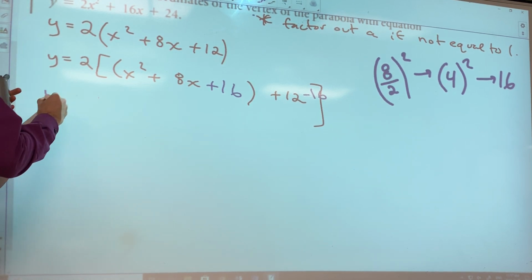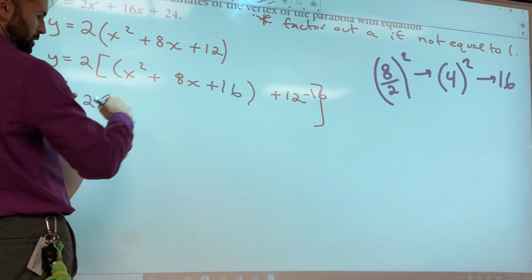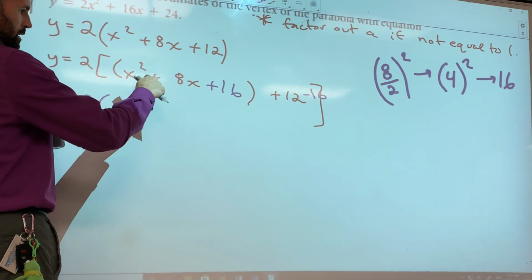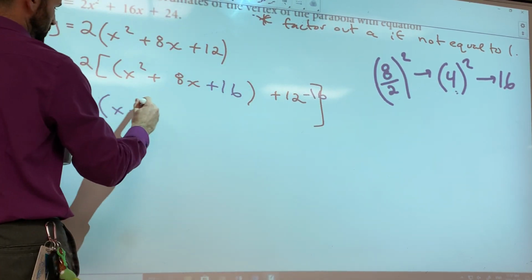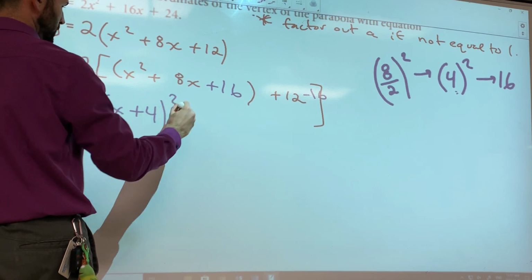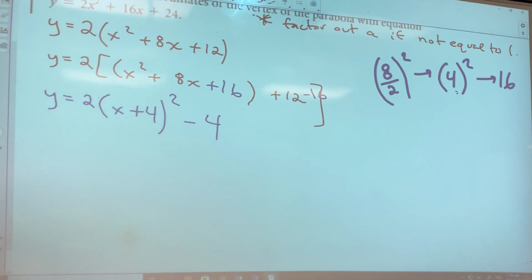So now I can finish. I can write y equals 2 times, do the perfect square trinomial. So it's x, and then just look at, that's why I like to do this. Look at that number, that's the magic number you're going to write in here. And then 12 subtract 16 gives me negative 4.